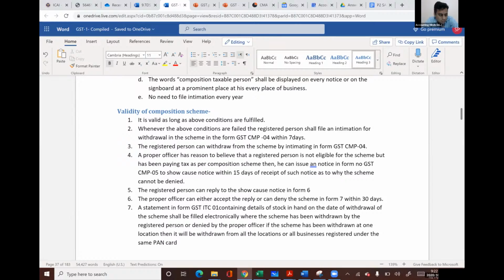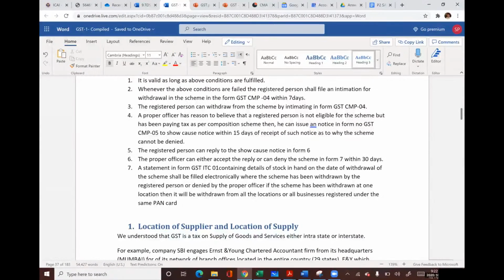Next. The registered person can withdraw from the scheme by intimating in Form GST CMP-04. That's the same point, it is a repetition. Next. If a proper officer has reason to believe that a registered person is not eligible for the scheme but has been paying tax as per the composition scheme, then he can issue a notice in Form GST CMP-05 to show cause within 15 days of receipt of such notice as to why the scheme cannot be denied. Right. So Urmila has a jewelry shop and her turnover is 75 lakhs. Is she eligible for the composition scheme?